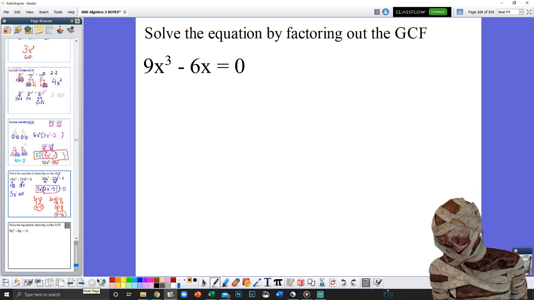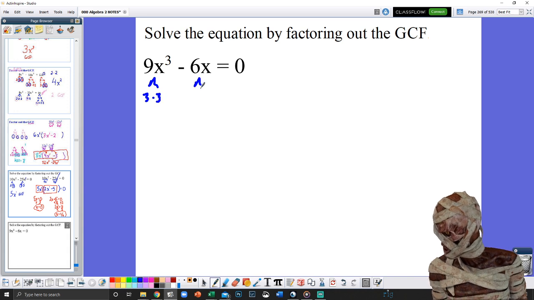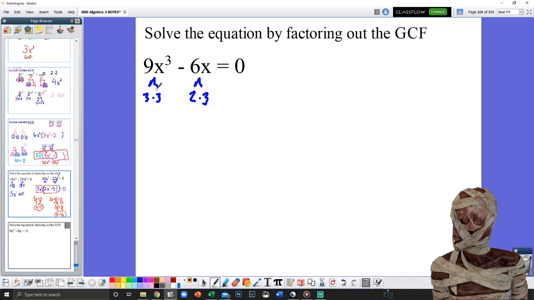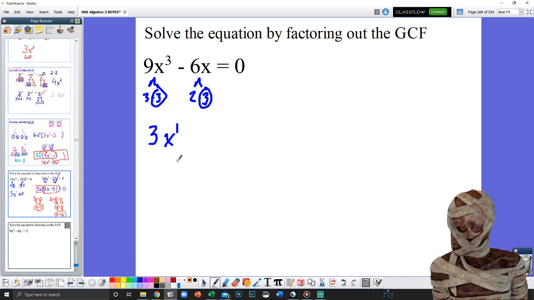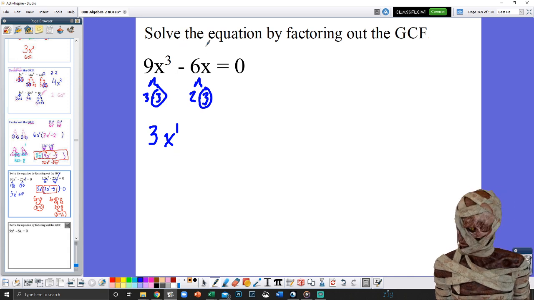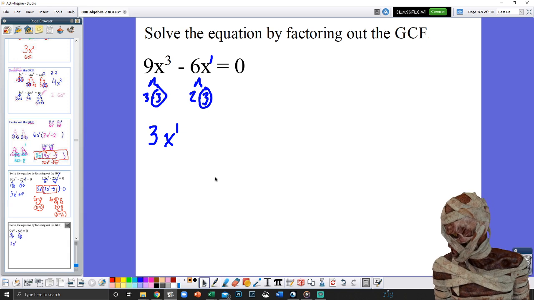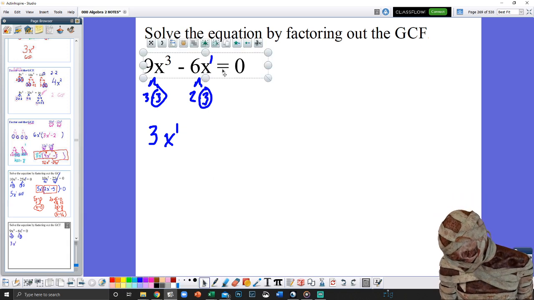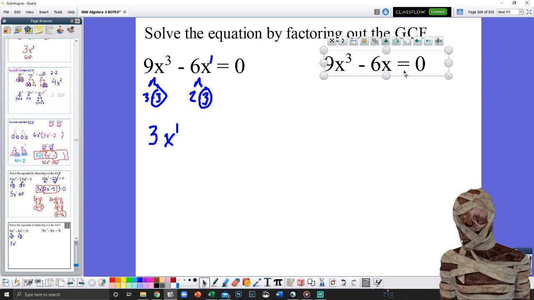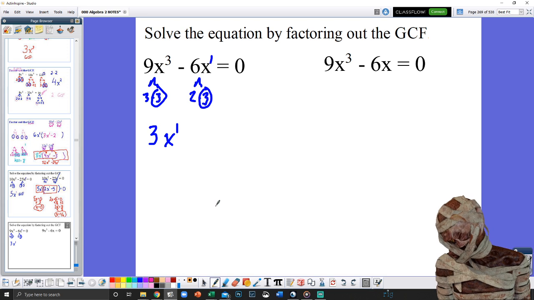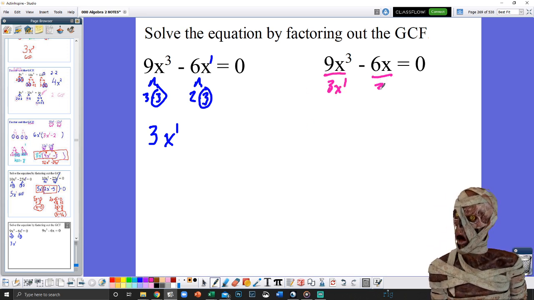All right, I'm so glad you did that. Good job. So here I've got 9 is 3 by 3, 6 is 2 by 3. Then what do they have in common? They have a 3 in common. What's the smallest exponent? Hopefully you put 1. Since there is no exponent there, I can write a 1. All right, again, I'm going to take this and copy it and just move it over, just to make some more room. There we go. So they're all going to be divided by 3x to the first power.